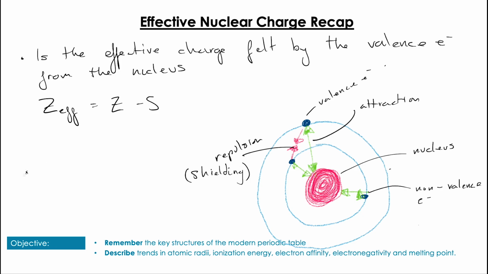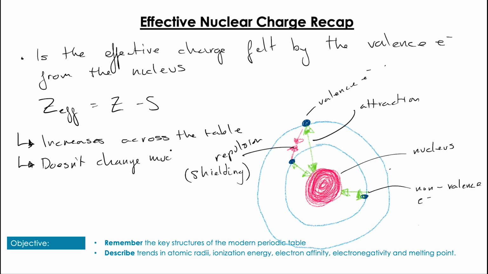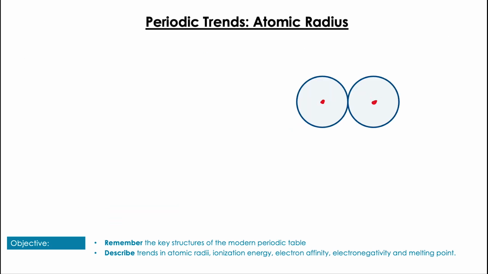So remember, Z effective or effective nuclear charge is going to increase as we go across the periodic table, because we're not increasing shielding electrons but increasing protons, but it doesn't really change that much as we go down a group. Their distance becomes the main effect of the attraction between the nuclei and the valence electrons. So let's look at the trend of atomic radius.